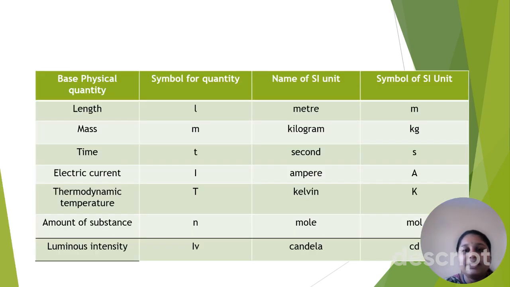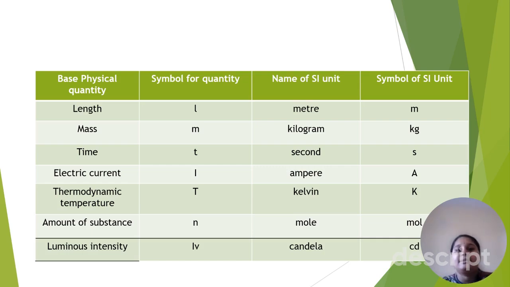So the base physical quantity is length. The symbol for length is L. Name of the SI unit is meter. Symbol of SI unit is m. Mass. Symbol for quantity is M. Name of the SI unit is kilogram. Symbol of SI unit is kg. Base physical quantity is time. Symbol for quantity is T. Name of the SI unit is second and symbol is s.